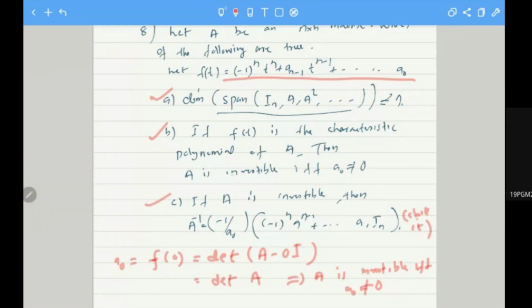For C, I'm requesting you to check it. It's again an application of the Cayley-Hamilton theorem. If a_0 is not 0, the determinant is non-zero and A is invertible. From the Cayley-Hamilton equation, you can manipulate it so that A inverse can be written in this form. Please check it. Okay, we will move to the next problem.